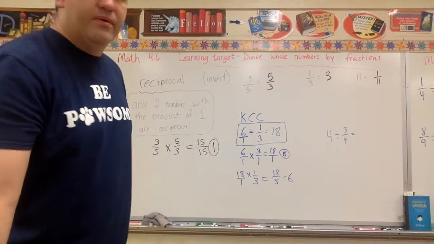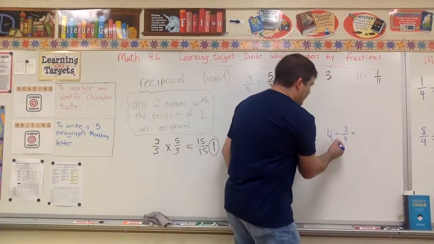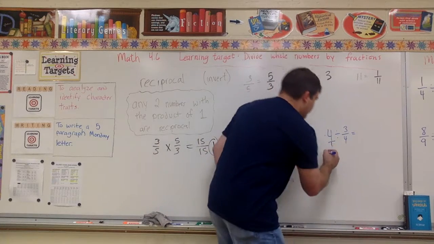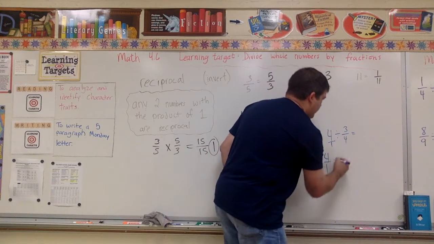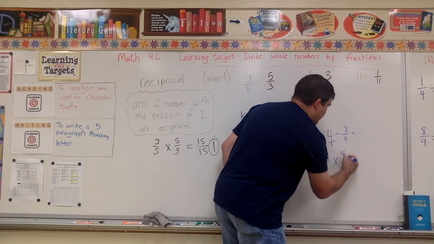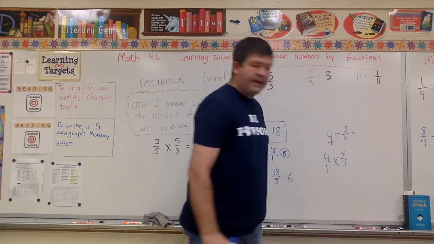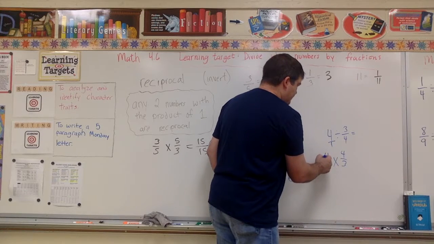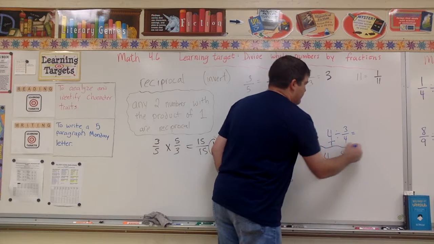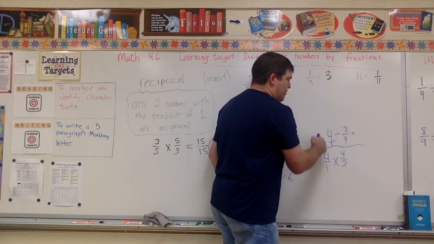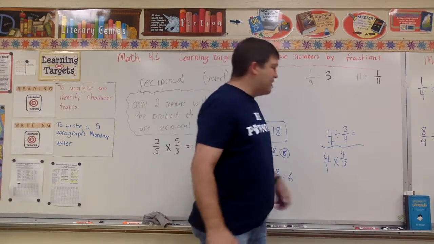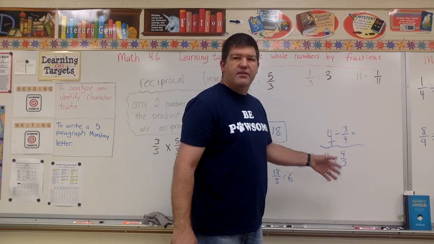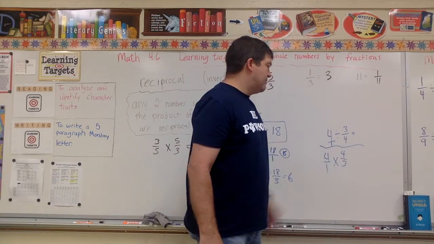All right, let's do one more. This 4, I'm going to make this into a fraction. And then I'm going to do keep, change, change. Keep this, change that, change that. Okay? So now, these two are exactly the same way. You just can't divide fractions. The only way you can do it is changing it to a multiplication, and then you multiply. That's the only way to do it.